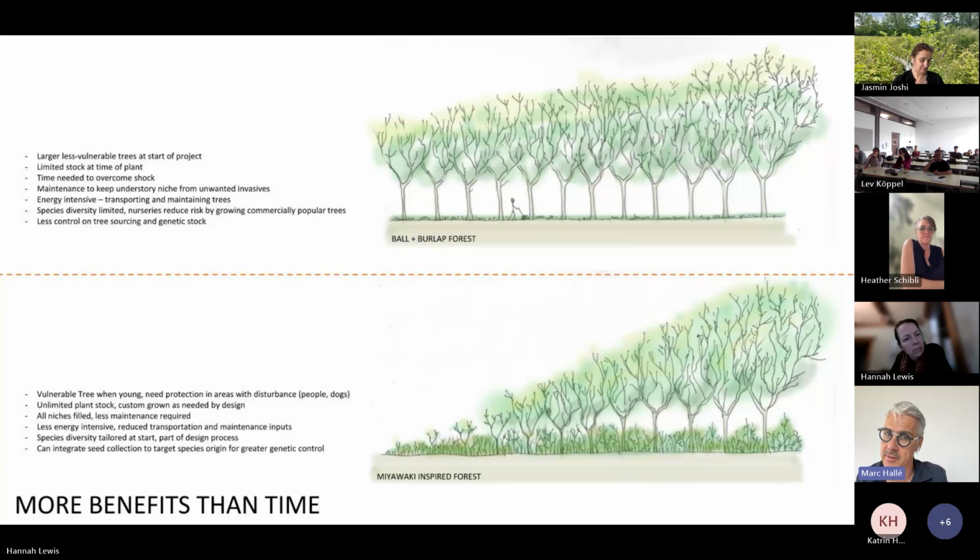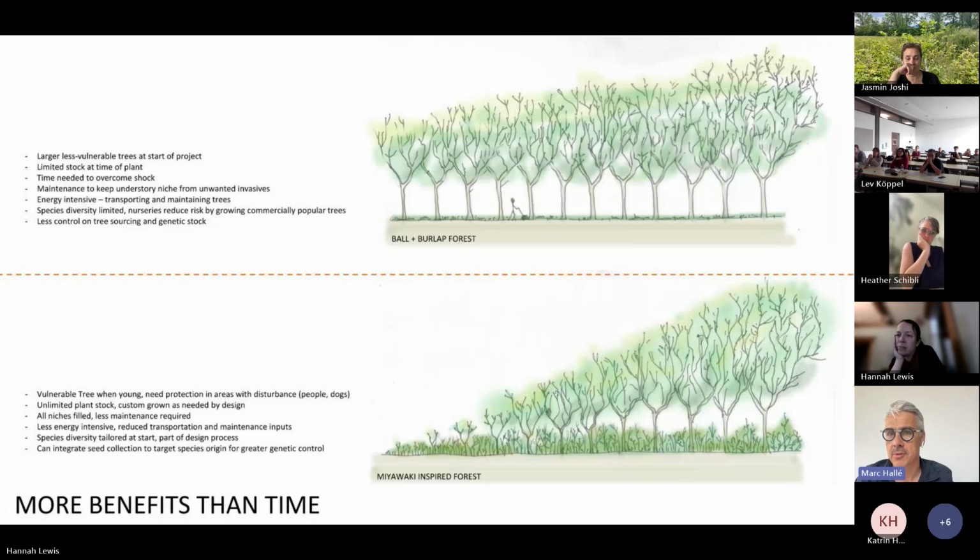And then the last disadvantage of this is you have less control on tree sourcing and genetic stock. So it's becoming more important, this idea of provenance. Where do these trees come from genetically? And are they adapted to be able to continue reproducing into the future in the new locations? And sometimes trees in nurseries are clones, so they're not even sexually viable.